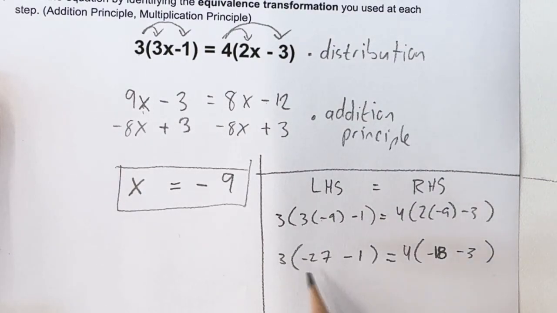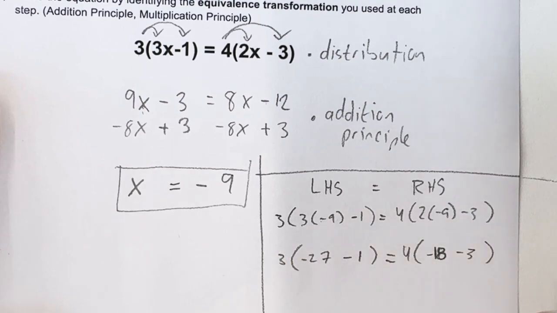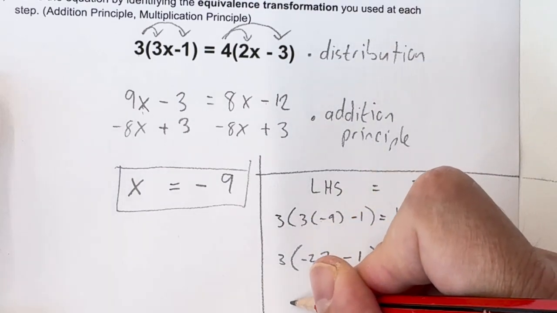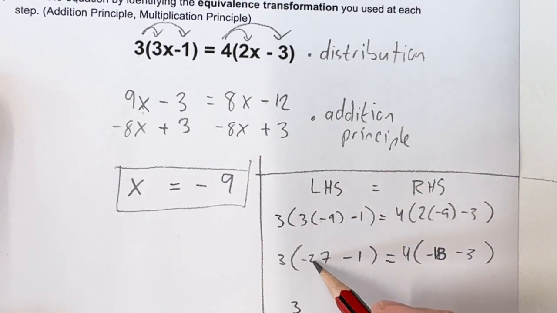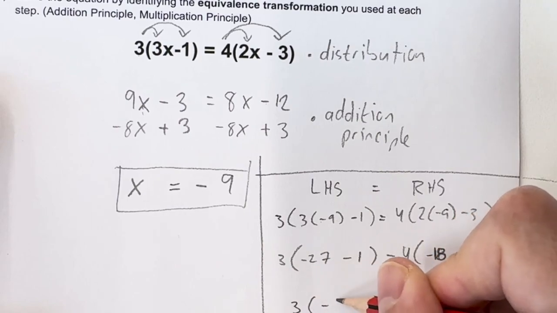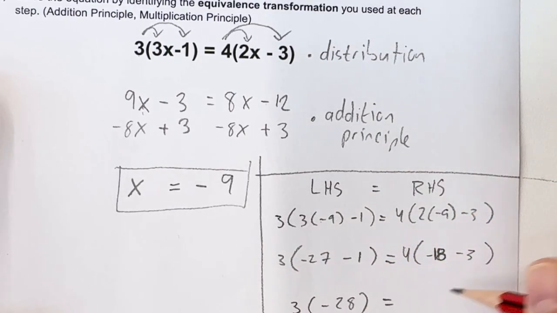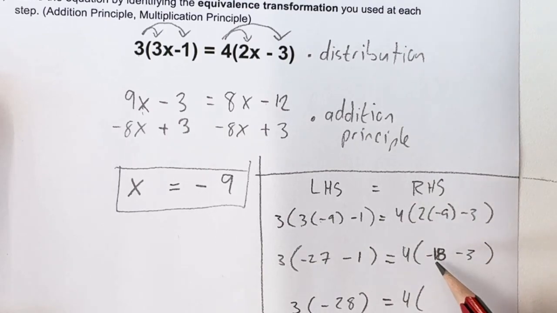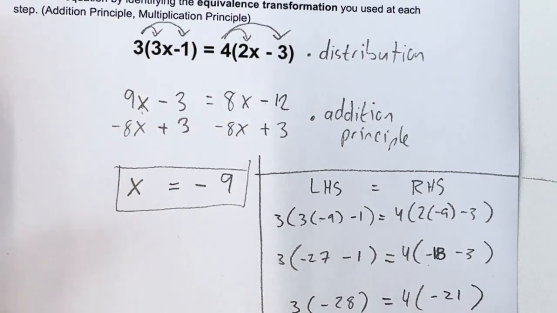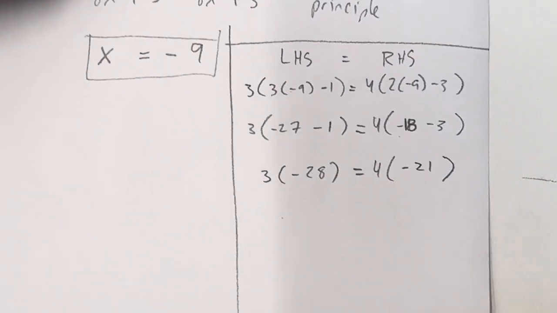So now again, so we don't fall into the trap of distributing, it's just a little bit of extra work. Let's actually do everything in the parentheses first. So I have a negative 27 and I go down one more. So now I'm at negative 28. And then here I have negative 18 minus 3. This is going to put me down to negative 21.